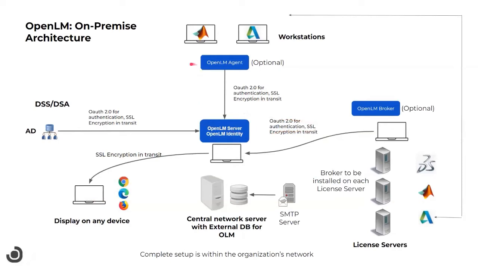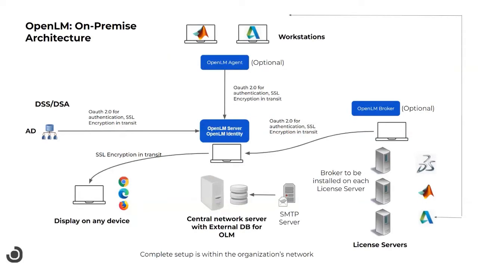We also have an optional component, the OpenLM agent, which is installed on the end user workstation. It monitors the process running on the end user workstation. For example, for AutoCAD, it will monitor acad.txt. For CATIA, it will monitor the cnext.txt program. Using that process, it identifies whether the application is getting idle or not on that workstation.